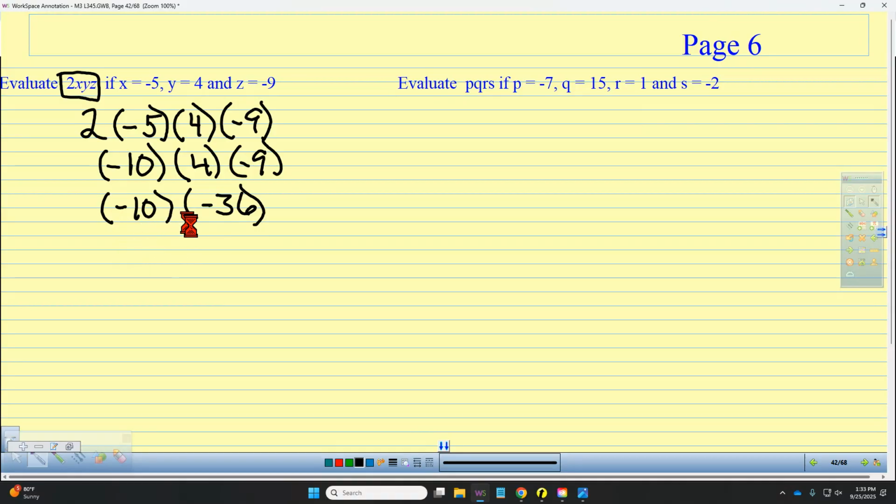And if you multiply by tens, you're basically taking your decimal point and moving it over one spot. So we end up with a positive. A negative times a negative is a positive, 360.